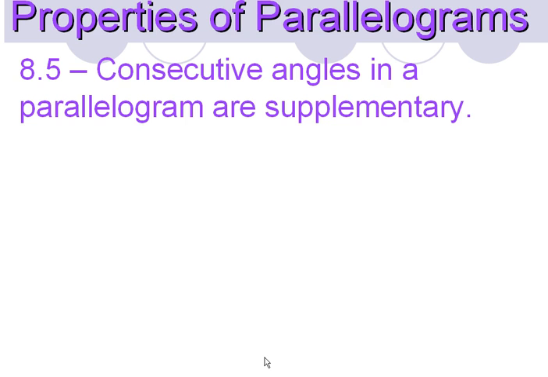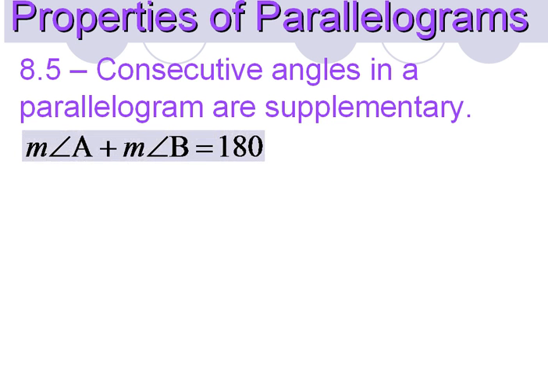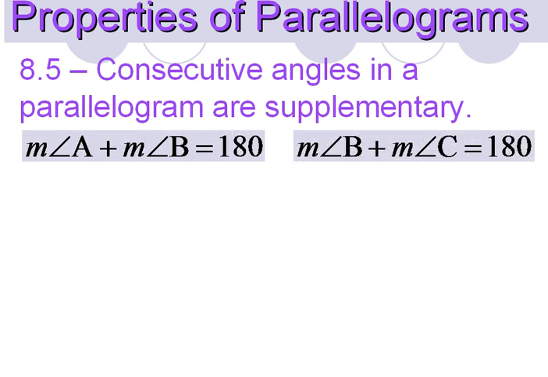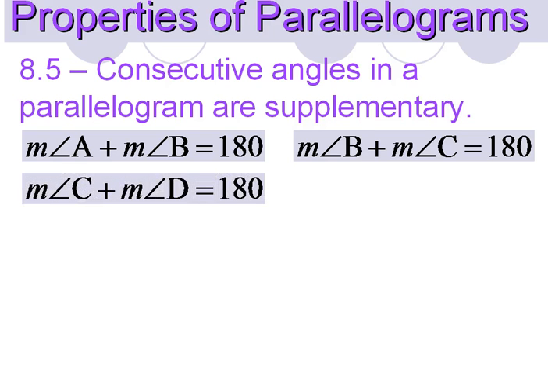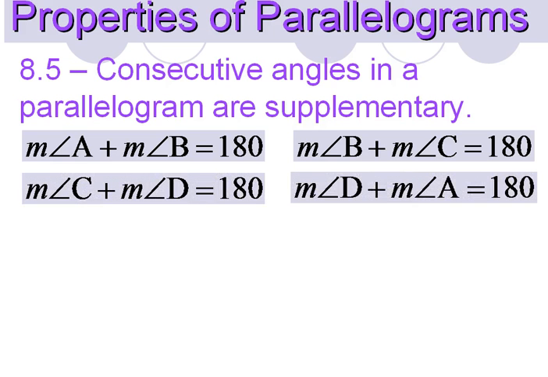8.5, consecutive angles in a parallelogram are supplementary. So using our previous pictures, angles A and B add up to 180, B and C add up to 180, C and D add up to 180, and D and A add up to 180.